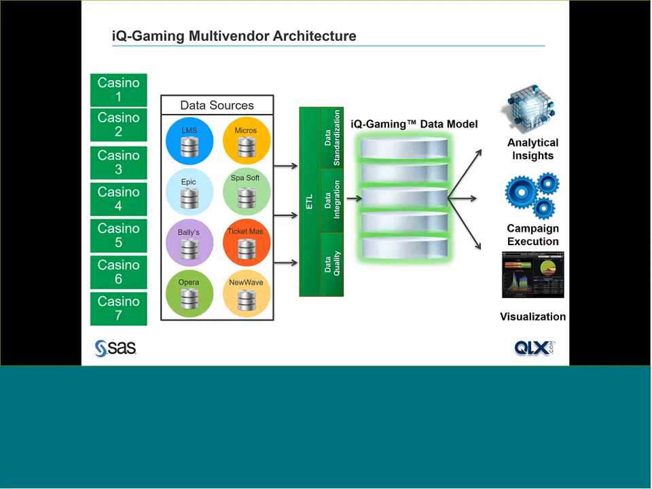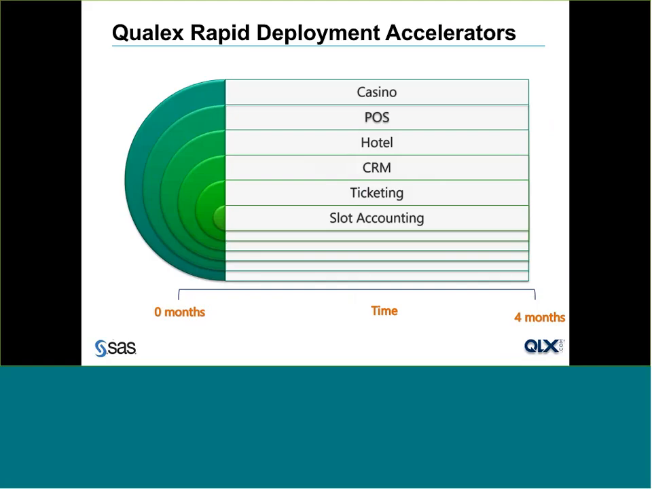Okay, let's continue. One of the benefits that we can see of this solution is what we call our rapid deployment accelerators. We have all these sources pre-built for you. So we do that heavy lifting for you, saving you not only time, but money. This is what we call a plug-and-play solution that will get you up and running within 4 months.